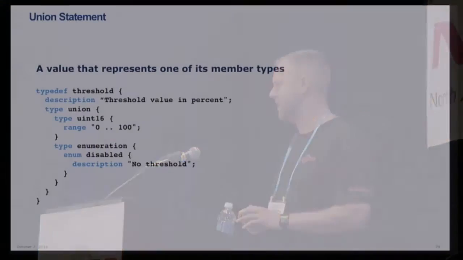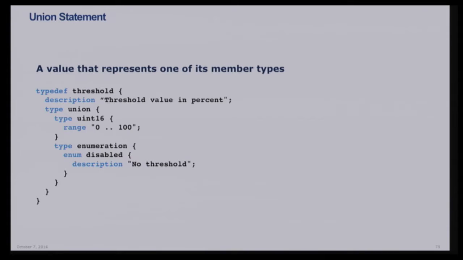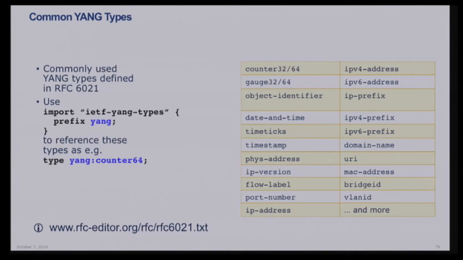Unions, of course, take one of their member types. So in this case, for example, you would have a threshold that could be either a percentage or disabled. So you can have different types in the union, obviously. I mentioned the common Yang types. Yes, we got good coverage for most things you would expect, all the way from physical address or MAC address to IP address. That's a union of IPv4 and IPv6. So again, no need to reinvent things here. All well defined in RFC 6021.